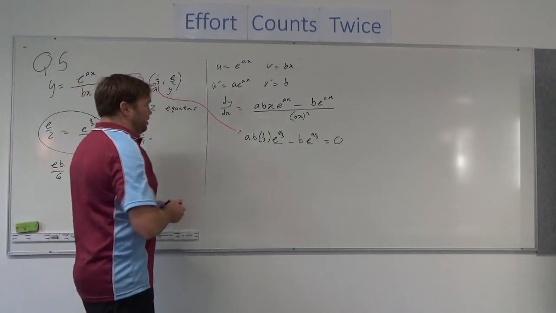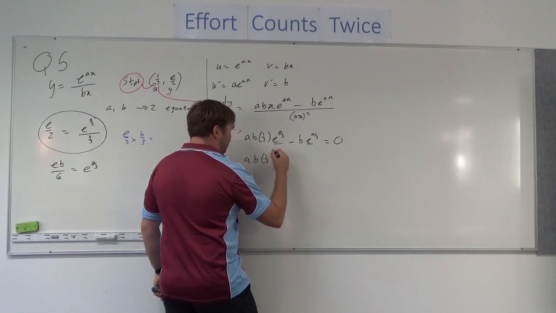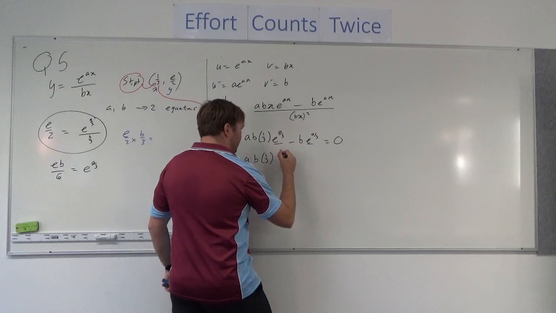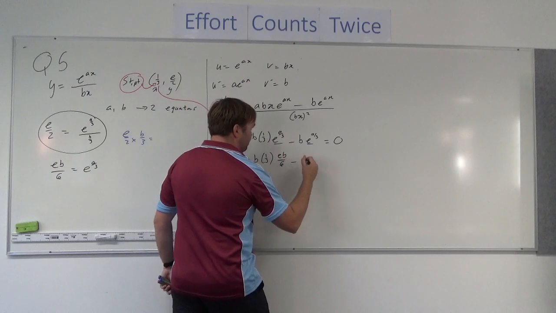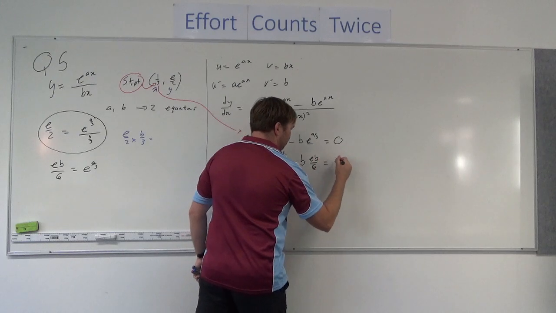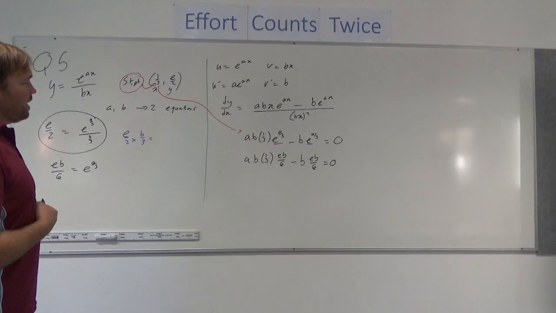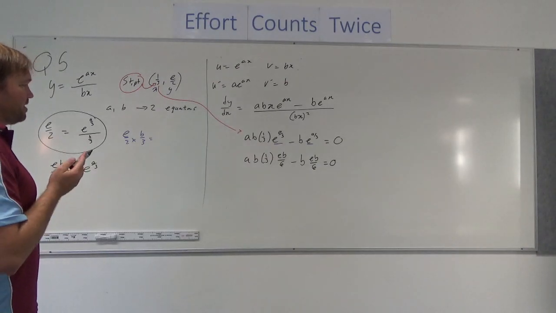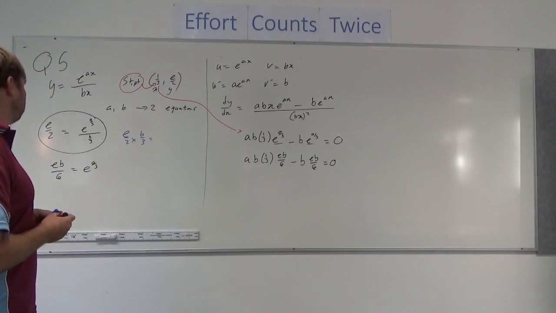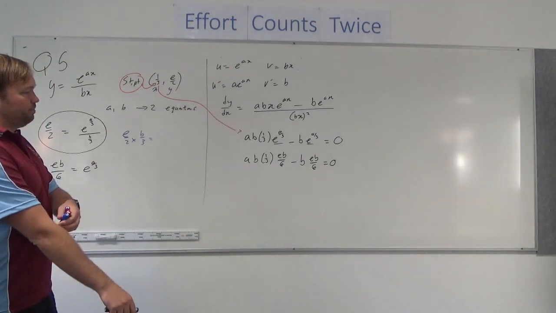Alright, let's see if that helps here. a, b/3, e^(b/6) minus b, e^(b/6). Yeah, I mean, we've still got the issue where there's an a and a b mixed in together. It's not a complete end of the world, but it's not great.